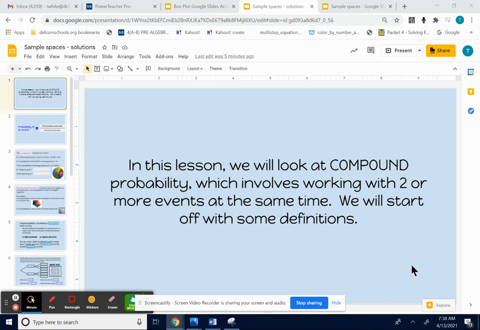Okay, this video is to help you get started on the sample space slides. In this lesson, we're going to look at compound probability. You have done simple probability with just one event. Compound is working with two or more events.